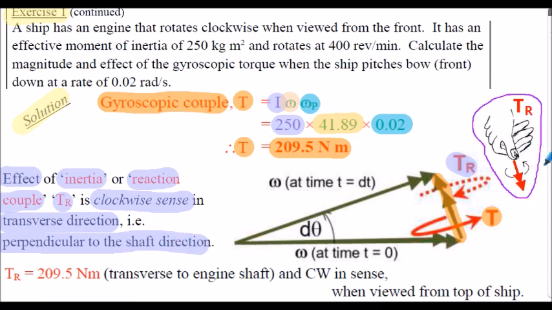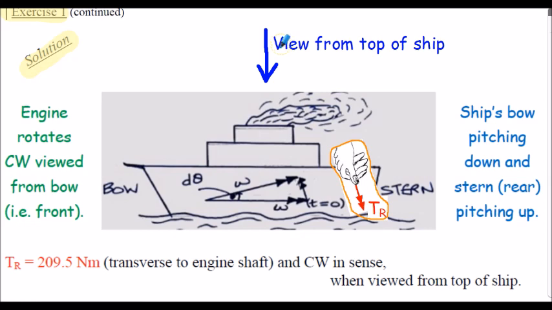And again, if it helps, here's the depiction of the right-hand screw rule in the reverse direction. So TR has the same magnitude as T above, but it's in a clockwise sense when viewed from the top of the ship. So here's the view from the top of the ship. When we look down on this rotational vector, we see that TR is in a clockwise sense from the top of the ship. I would encourage you to stop the presentation and just think through for a moment the sense of TR viewed from the top of the ship.